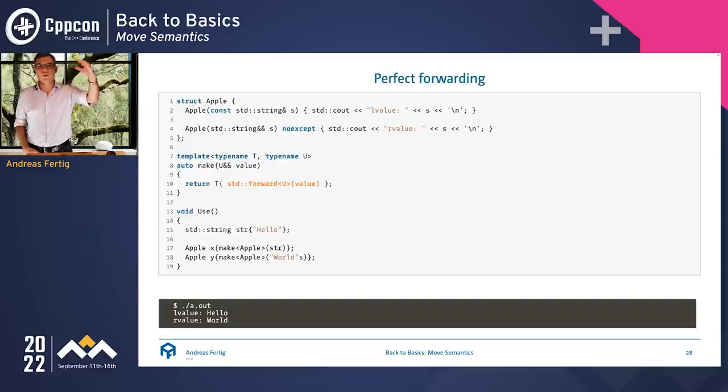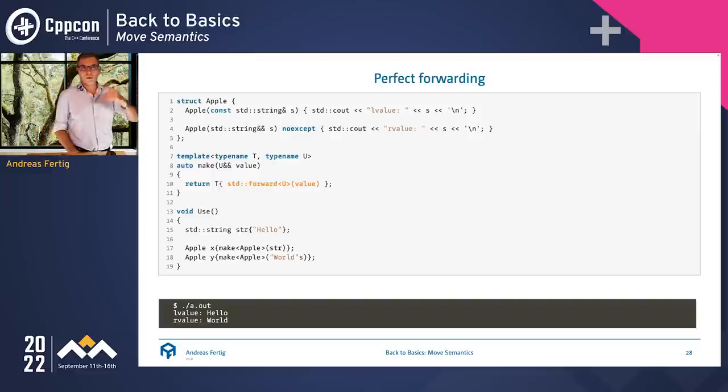So then in line number 15, I'm creating a std string str with the sequence hello. And then I'm placing two calls to make, creating two new objects in line number 17 and 18. I'm using make of apple and passing the variable string. And then I'm using make of apple and passing the std string world, which is a temporary object. And now we can see the first call triggers the L value overload here in line number 2 as a constructor, while the second call with the temporary triggers my line number 4, the R value overload. So it's once again simply overloading. And the job of std::forward inside a template is to decide whether it's an L or an R value. That's a forwarding reference, forward that thing, keeping the value category.